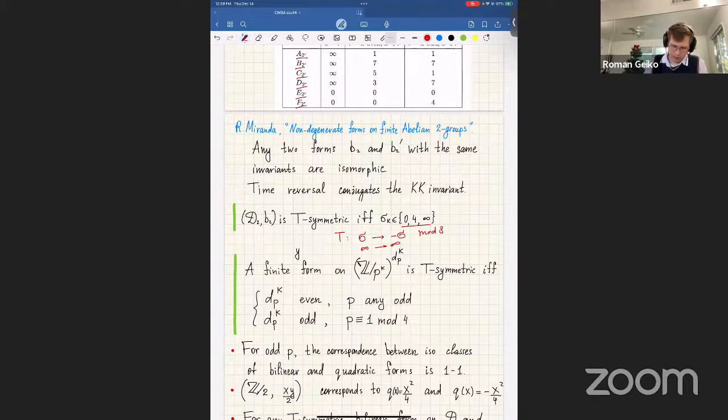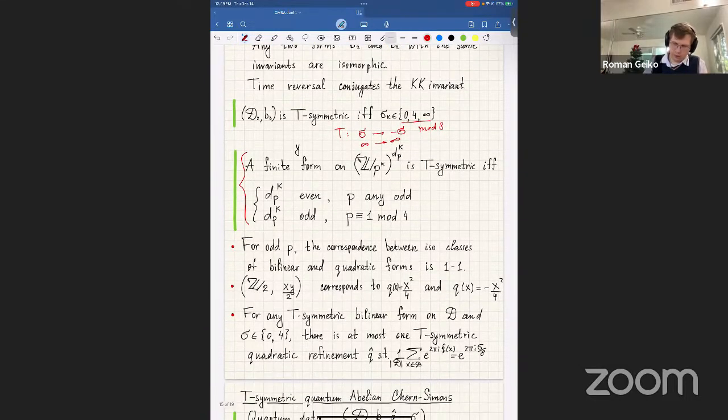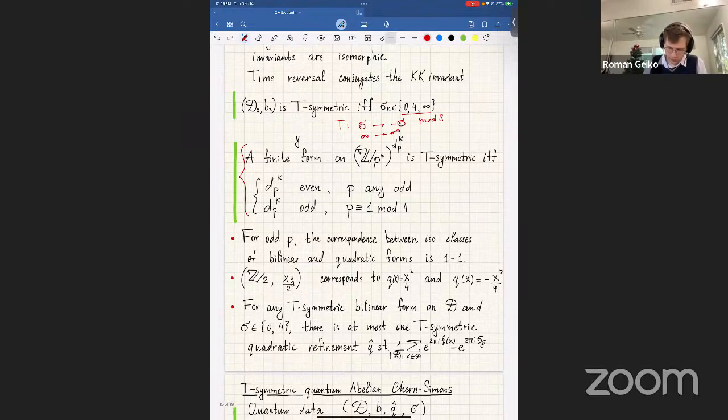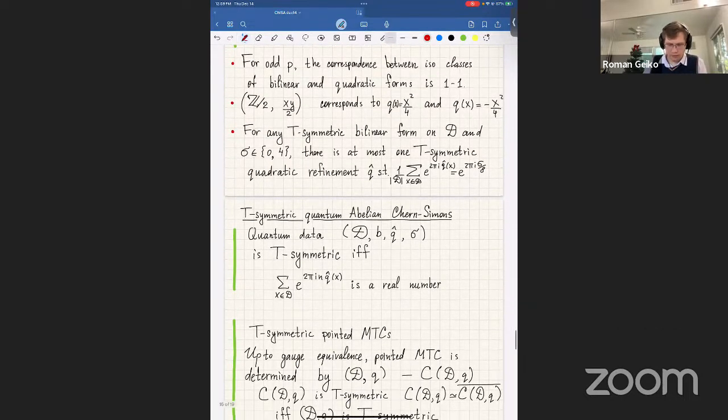We can do the odd case by hand, and we can do the even case with these higher Gauss sums. And so far I was talking only about bilinear forms, and then I'm trying to find quadratic refinements that are also time reversal symmetric, and the correspondence is not 1-to-1, but you can see the analysis in our paper. But after all, it packs into a very neat result.